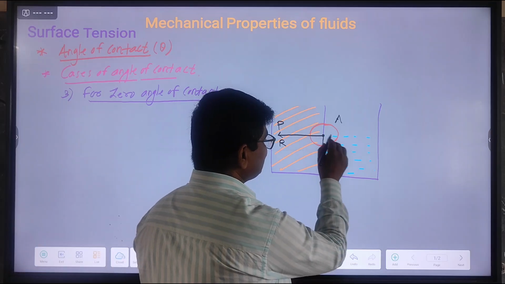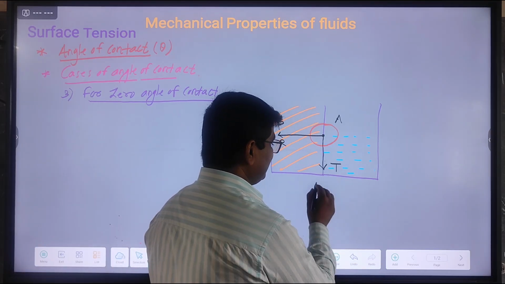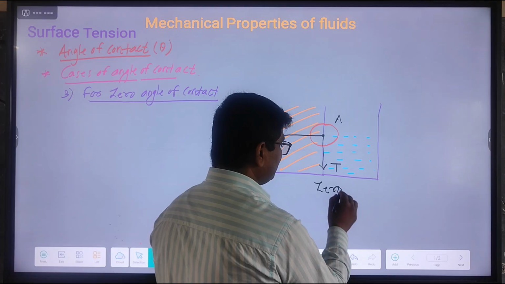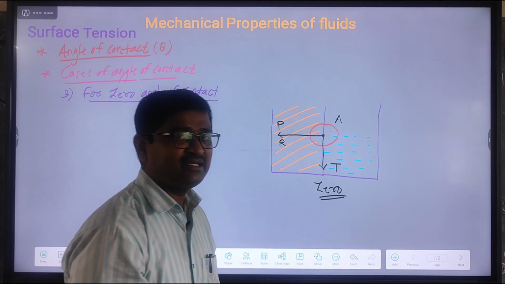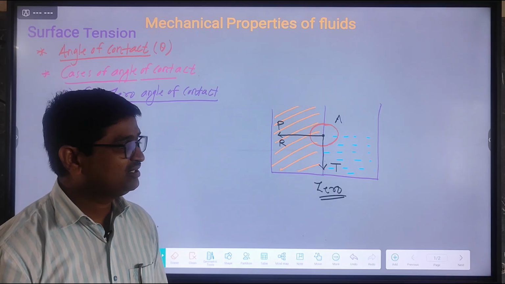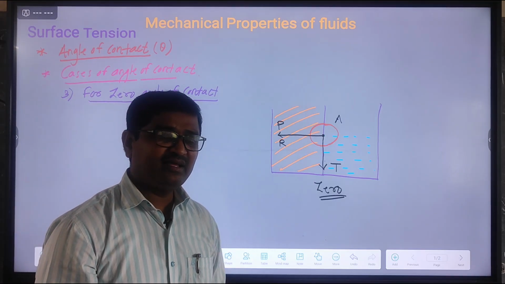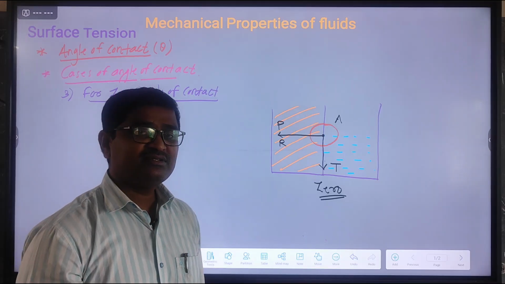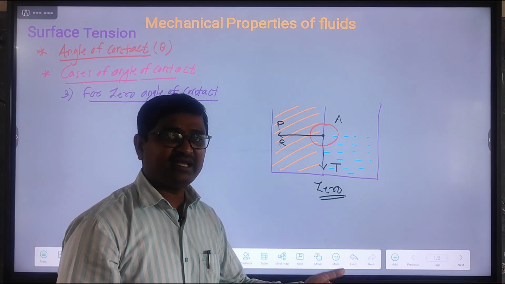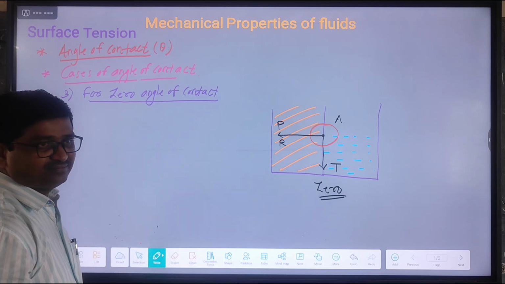And when we draw the tangent, this is the tangent. When we make an angle, definitely the angle of contact between pure water and solid is 0. This is a very easy and simple case. First case is about acute angle, second case about obtuse angle, and third case about 0 angle of contact. And one more case will be remaining. So fourth case, you get it clear?